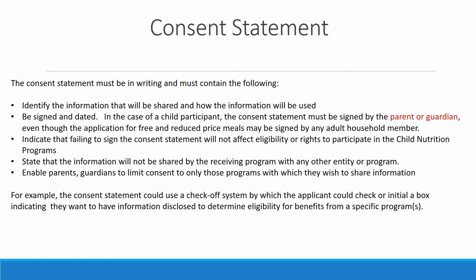State that the information will not be shared by the receiving program with any other entity or program. Enable parents, guardians to limit consent to only those programs with which they wish to share information. For example, the consent statement could use a checkoff system by which the applicant could check or initial a box indicating they want to have information disclosed to determine eligibility for benefits from a specific program or programs.